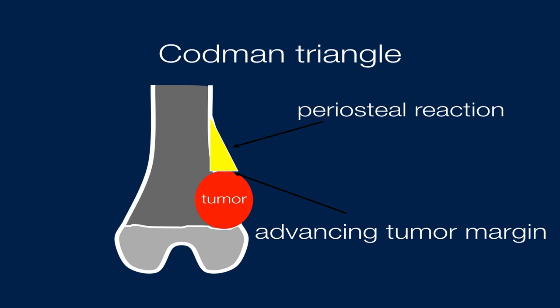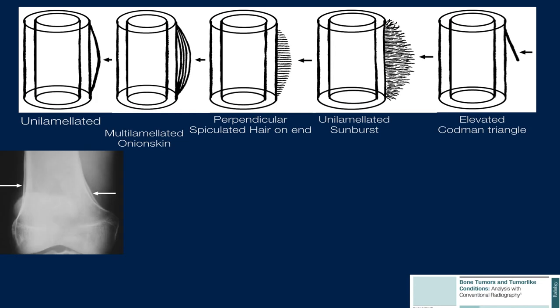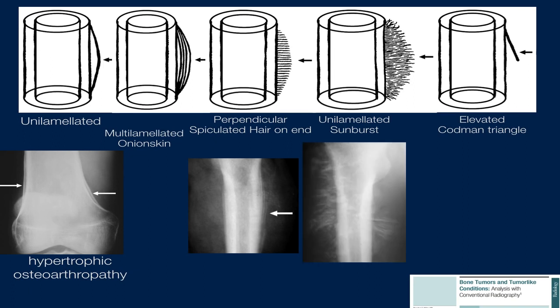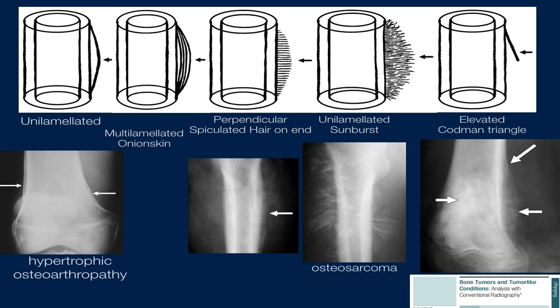Can you also see it in a benign lesion? That is correct. Infection sometimes will have this. Some examples on the left: well-defined periosteal reaction. This is hypertrophic osteoarthropathy. It could be seen in patients with lung cancer, etc. Perpendicular spiculated hair-on-end lesion, and even more aggressive is the osteosarcoma, and the most aggressive being the Codman triangle.